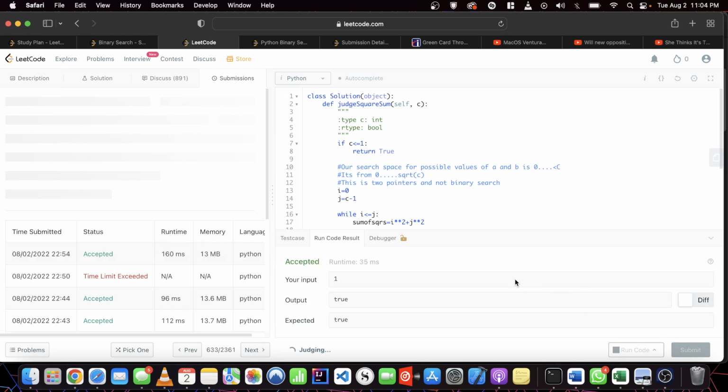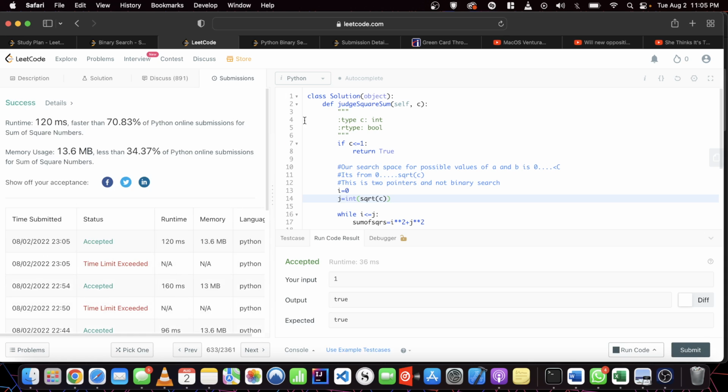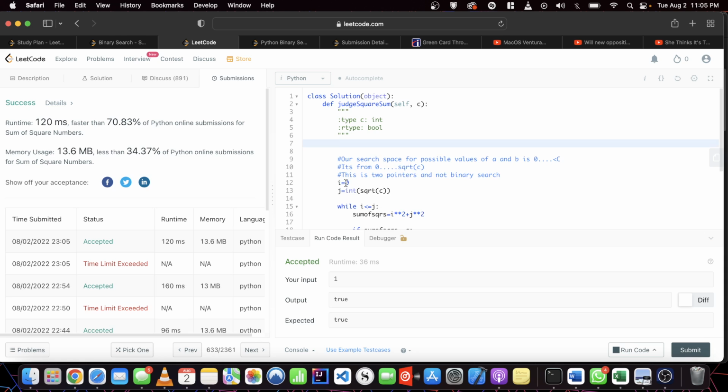But then it takes too long. You see, it takes too long. So what we have to do is upper bound j by the square root of c, and we have to make sure it's an integer. So when we run this, it works, voila. And we don't need this other bound because our search space is from 0 to the square root of c.